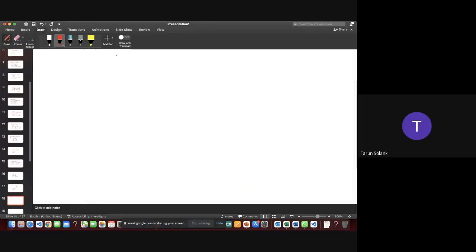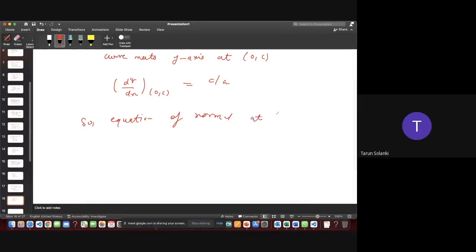Next thing is, the curve meets the y-axis at 0 comma c. So dy by dx at 0 comma c is c by a. So the equation of normal at 0 comma c is y minus c is equals to minus 1 by c by a times x minus 0, which is ax plus cy is equals to c square.